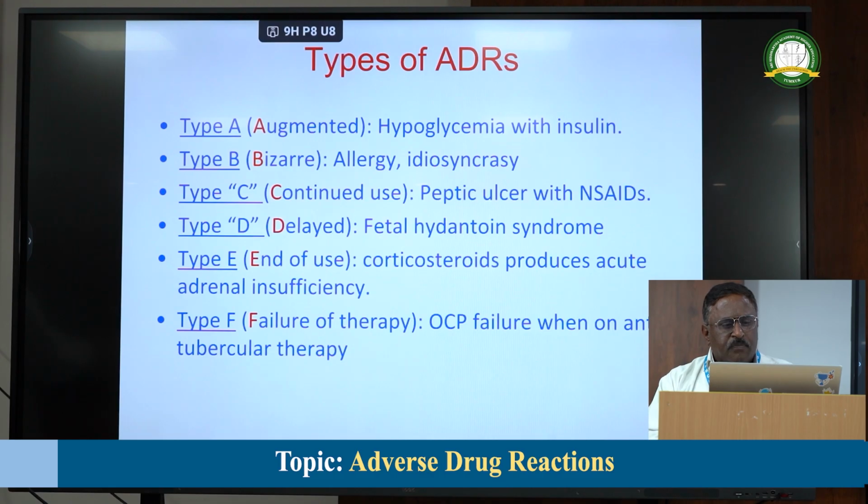The last is failure of therapy, which may be related to oral contraceptive failure in a patient on antitubercular therapy. Particularly drugs like rifampicin, which is an enzyme inducer, can cause oral contraceptive failure. So these are some of the important types of adverse drug reaction, type A to type F.